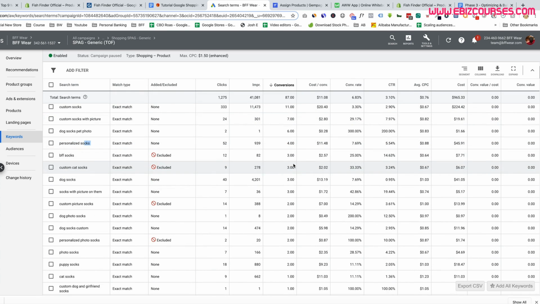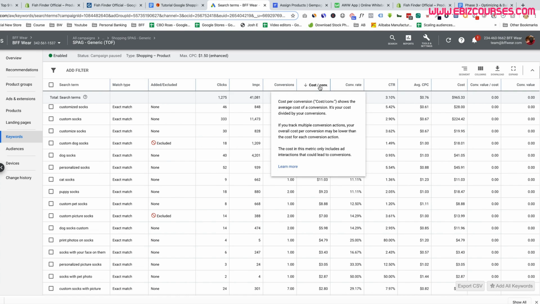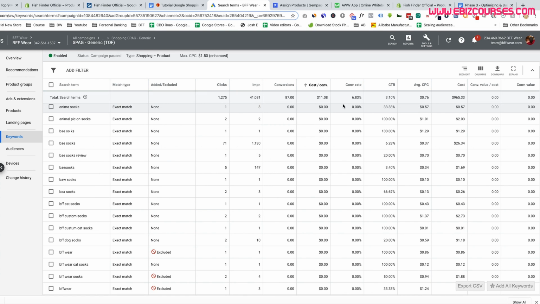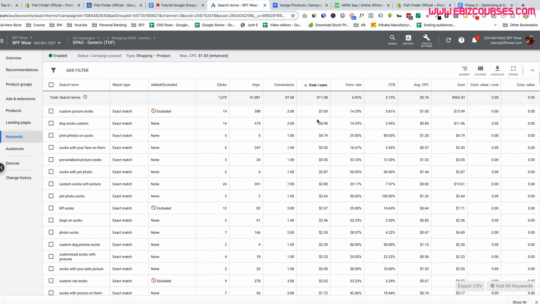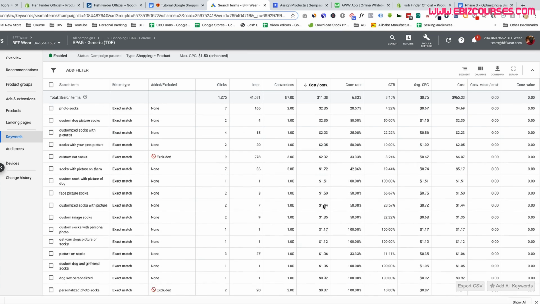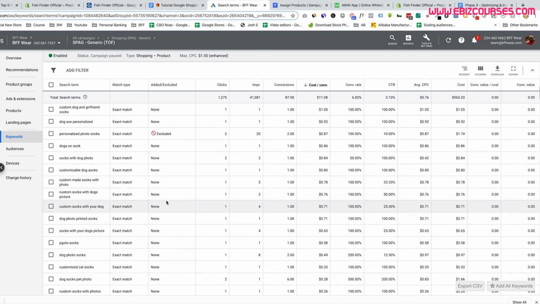And by weirder, I want to actually sort by cost per conversion, and I want to see which one was giving me like the least amount of cost per conversion. I guess I got to go sort by this way. But let's see. I want to scroll down. Any weird terms? Personalized photo socks. Don't worry about when I say excluded. This is something we're going to cover when we start doing a funnel type of shopping campaign.